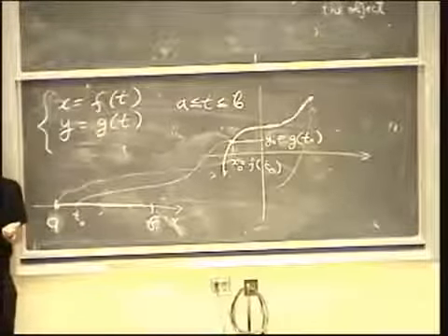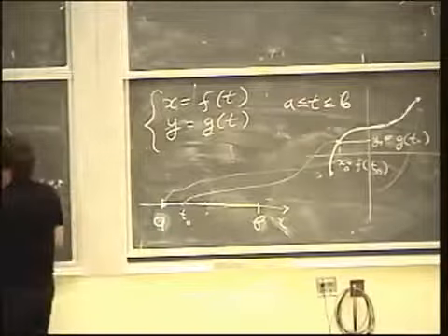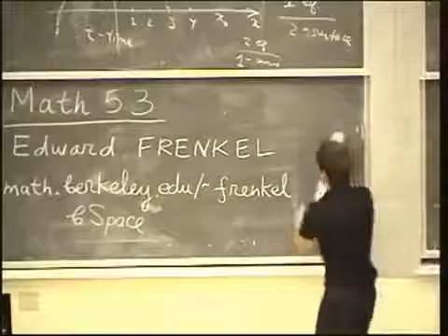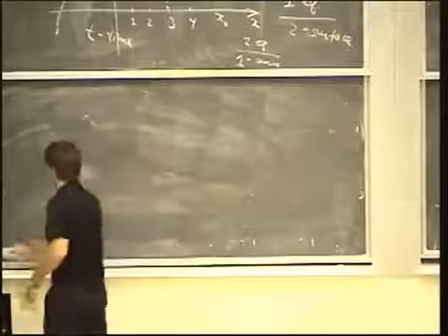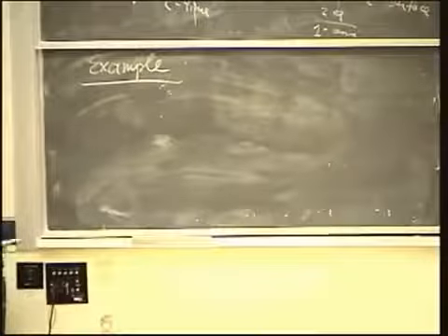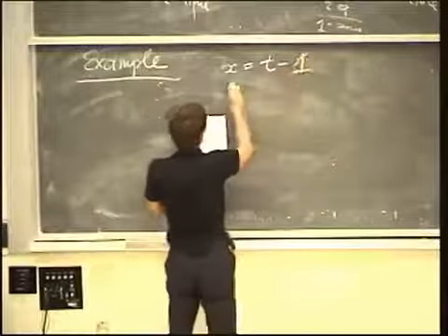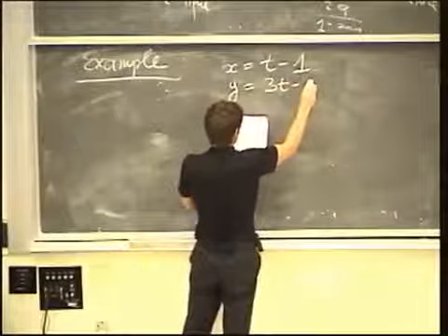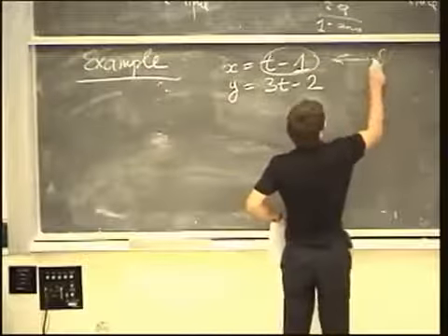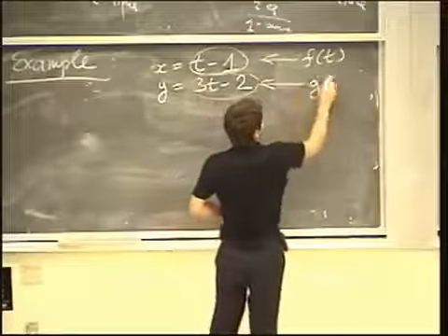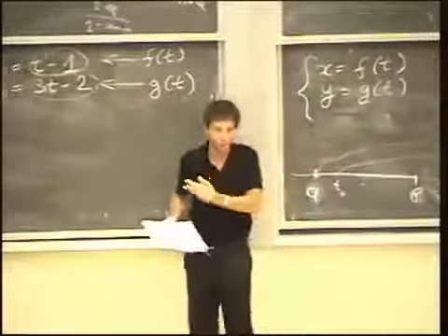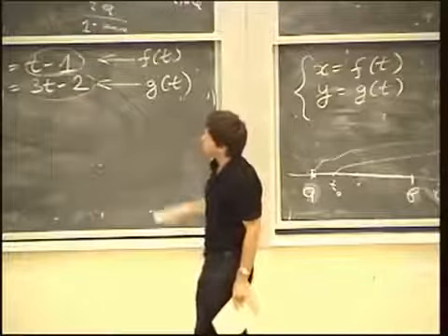But maybe it's better to look at a concrete example to see how it works. Here's an example. x is equal to t minus 1, and y is equal to 3t minus 2. So this is f, and this is g. In other words, I have written two formulas just like this, but I have chosen some concrete functions f and g for it. The first one is t minus 1, the second one is 3t minus 2. So the question is, what does it represent?